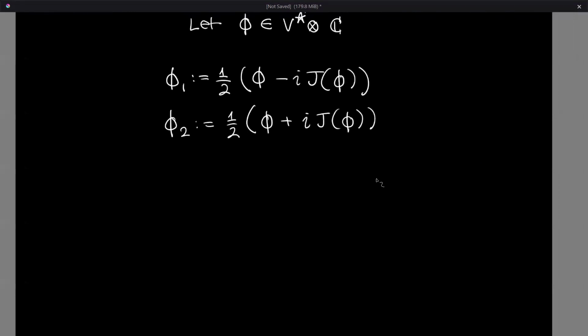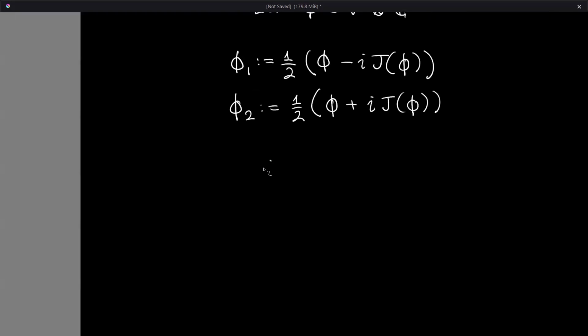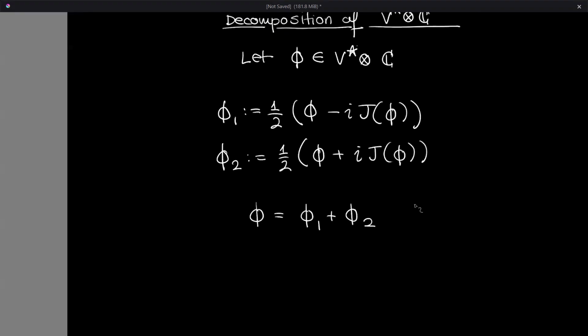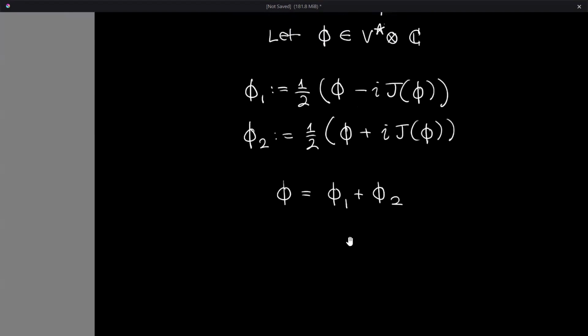I know that these are two very complicated expressions that I just wrote, but notice that phi is equal to phi 1 plus phi 2. No matter what phi is, as long as phi is an element of V star cross C, we can write it this way. And you don't even need to compute anything. You can just see that these two will cancel out and these two will add up. And half phi plus half phi will give you phi, right? So that is how we're saying this.